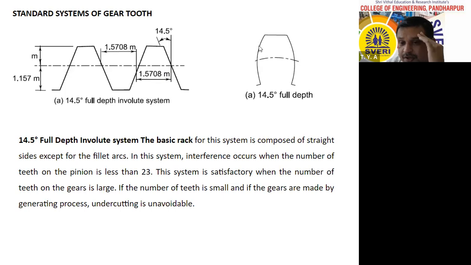Therefore, this is the 14.5 degree full depth gear tooth. If you extend these arcs, this profile will pass through the center of the gear, like this. That's why these 14.5 degree gears, or full depth involute gears, are known as radial gears. Why are they known as radial gears? Because that curve is passing through the center of the gear.